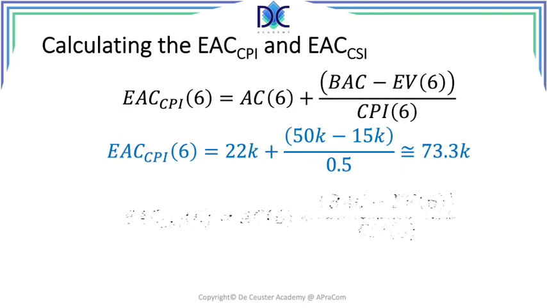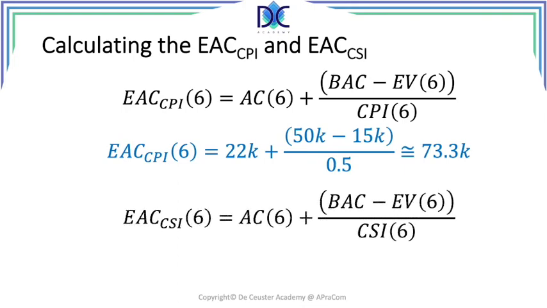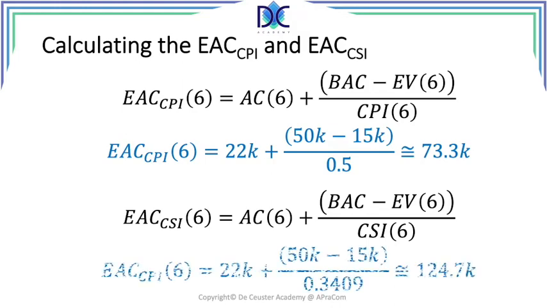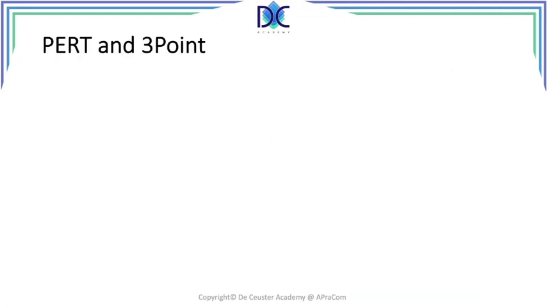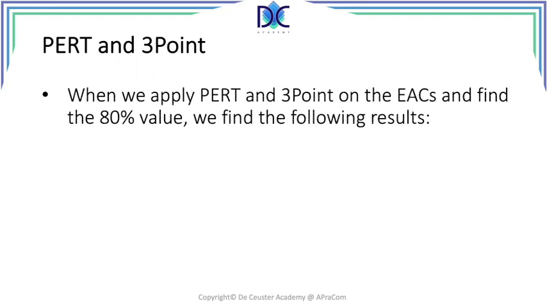73.3K. For the CSI, we have basically the same formula, but we replace the CPI by the CSI. And what we find here is that we now divide the remaining work to be completed by 0.349. And we find that the estimate at completion with the CSI is in fact approximately equal to 124.7K. Now we can also apply this using the PERT and the 3-point formulas, and we can also find the 80% value.